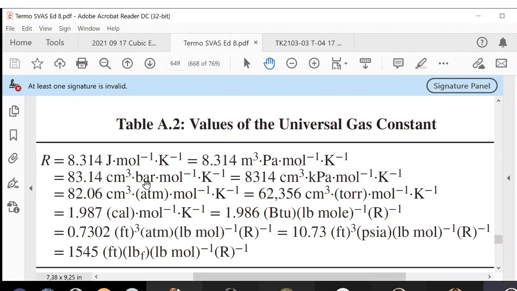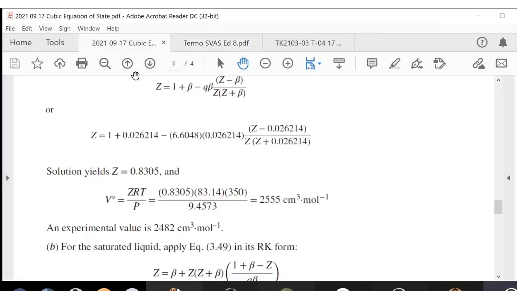If the pressure is not in bar, if the pressure is in kilopascal, remember 1 atmosphere is around 100 kilopascal, then this is the R. If the pressure is in atmosphere, you select this, 82.06. Okay, this is from page 649 in the appendix. Okay, go back to the original.